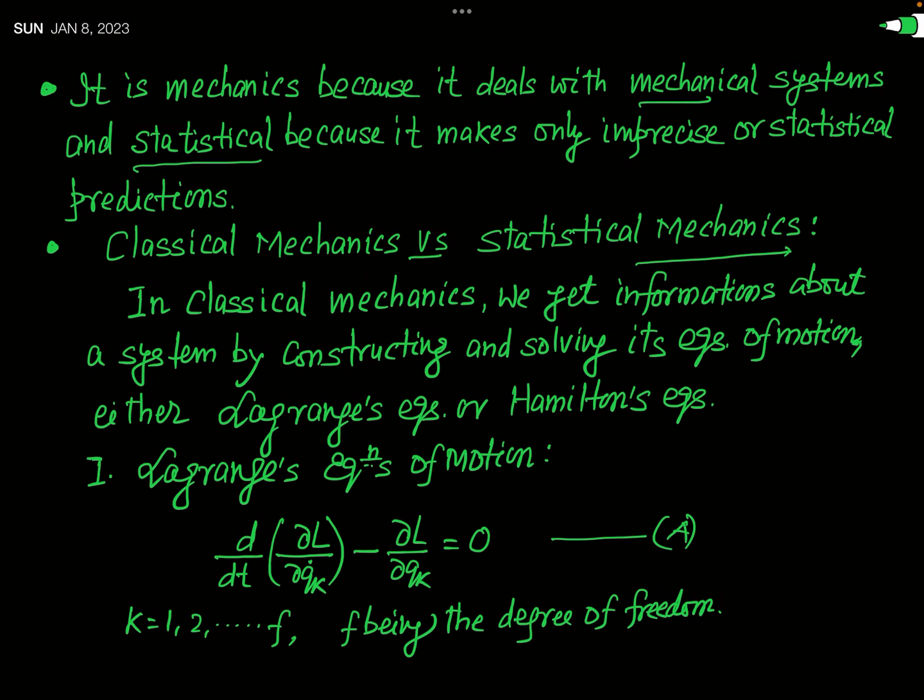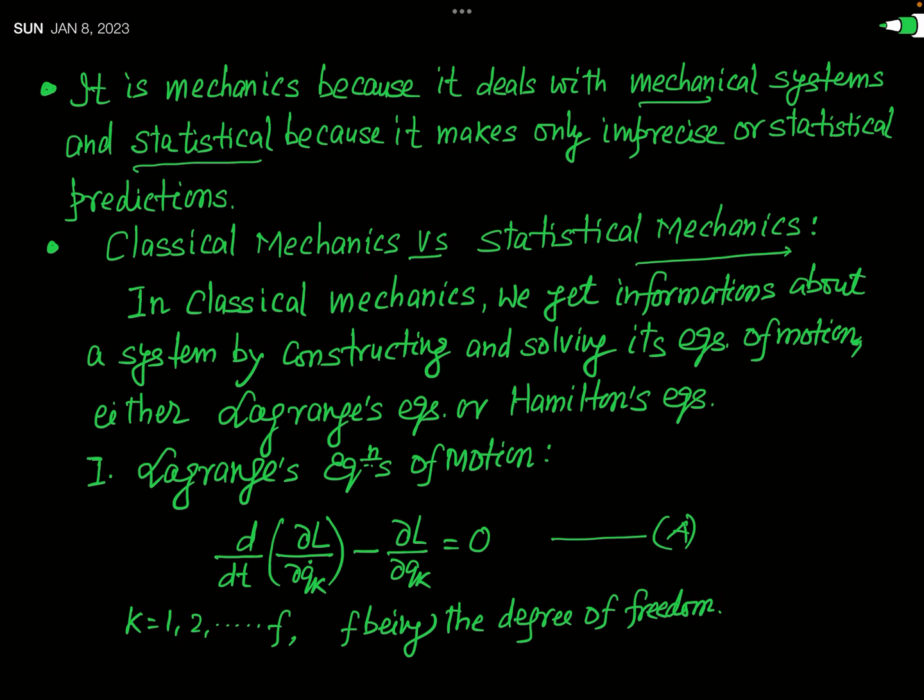I am just repeating the same fact: statistical mechanics is a scheme for the study of macroscopic properties of a system in terms of its microscopic properties. And it is called mechanics because it deals with mechanical systems, and it is statistical because it makes only imprecise or statistical predictions. Okay?